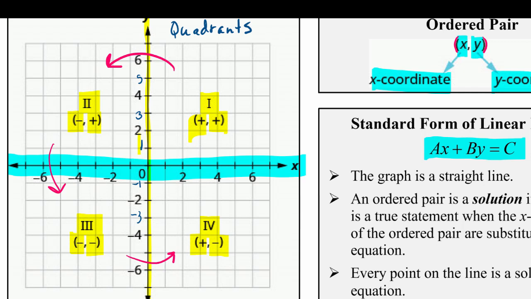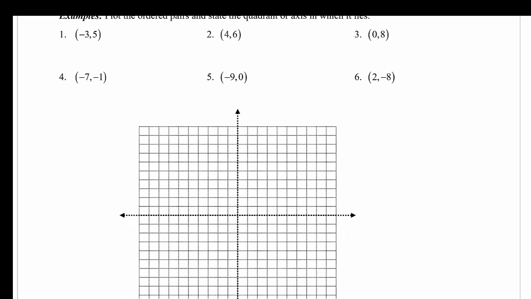Okay, and then in the next video, we will talk about how we graph these linear equations with two variables. Okay, so let's take a look at some ordered pairs. Here we have 6 ordered pairs that we're going to graph, and there's a rectangular coordinate system here for us.